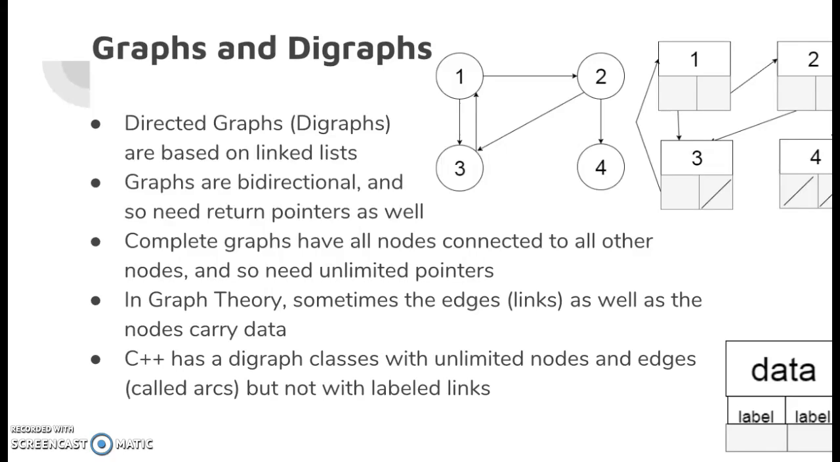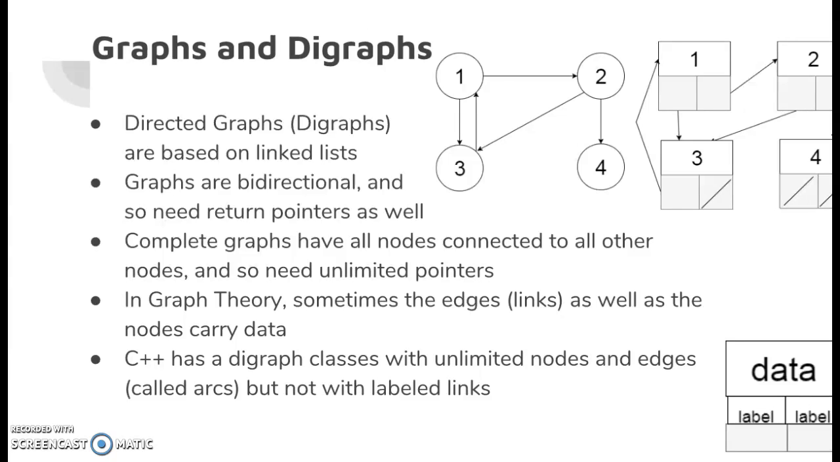But not all graphs are going to be like that. For example, plain old graphs, not digraphs, are bidirectional. So like a bidirectional linked list, you're going to need return pointers as well. A complete graph in mathematics is a graph where all nodes are connected to all other nodes. So you're going to need as many pointers as you have nodes. And as you add nodes to the graph, you're going to need to add pointers to each.